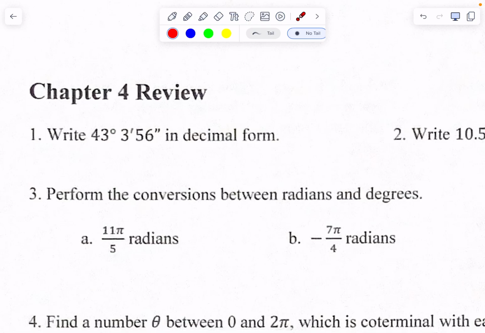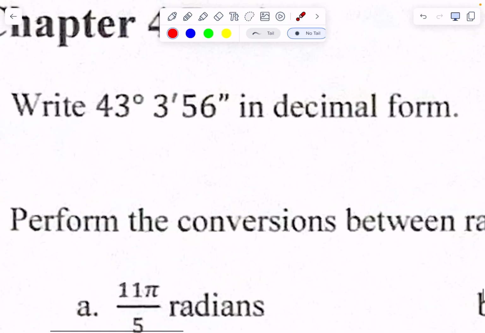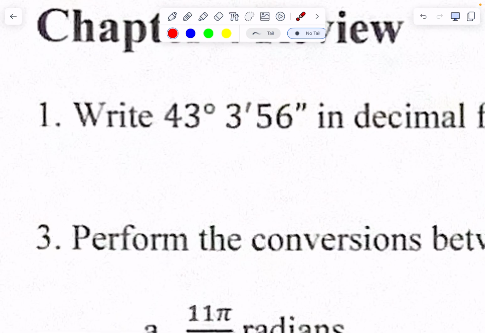Okay, Ellie, I just said we're going to go through each one of these problems really, really super fast, and I'll slow down on some of the hard ones. So here we go. Number 1, in decimal form. We want degrees, minutes, seconds in decimal form.